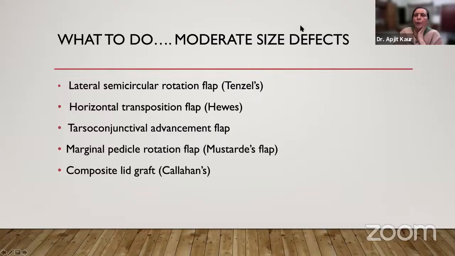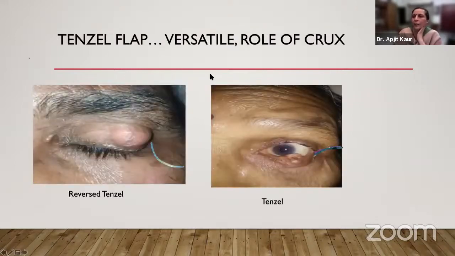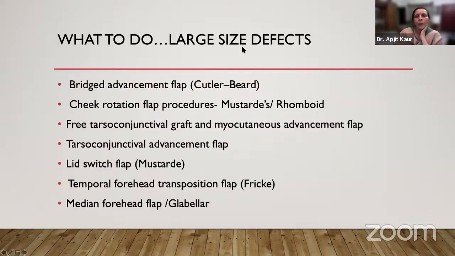Now, what do you do for moderate sized defects? The commonest is that you take the Tenzel's rotation flap. So this is a very versatile flap and can be taken both for the upper lid and the lower lid. So if you're treating the upper lid lesion, you reverse the Tenzel. And if you are treating the lower lid region, of course, you take it as a direct Tenzel. What do you do for larger sized tumors? The larger sized tumor has a longer list of options.